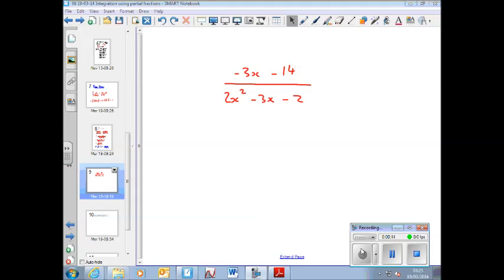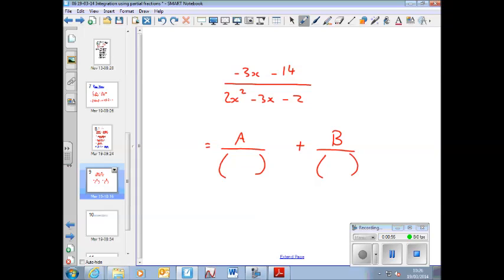So here's our fraction that we've got to integrate, and remember that we know that it can be split up into two separate fractions that can be done very easily. The question is, how do we get back to there? So the start point is that we say that this fraction can be written as some number over one factor plus some other number over another factor.